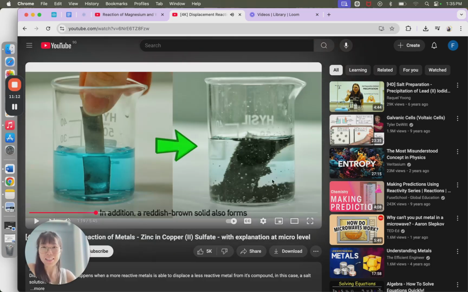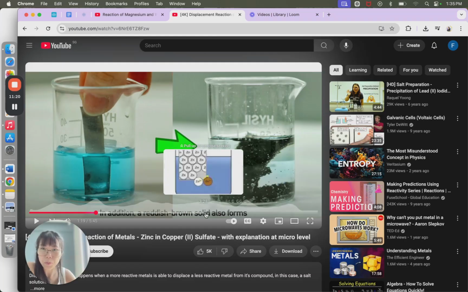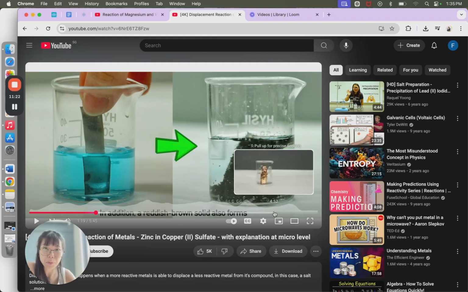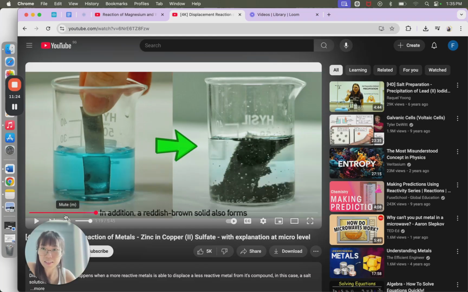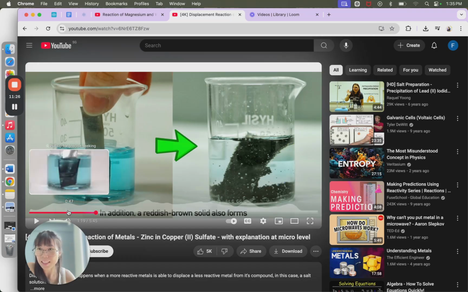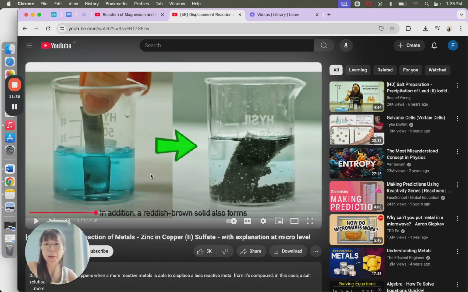Okay, and the darker solid that forms on the surface, in this case I don't think it's copper. Copper would look slightly different. Maybe I'll find a better video that shows this pink brown. But the main color change that we have here is blue to colorless, and then because of the formation of copper, we would get the pink brown solid.